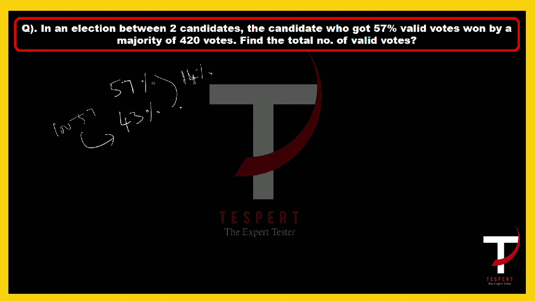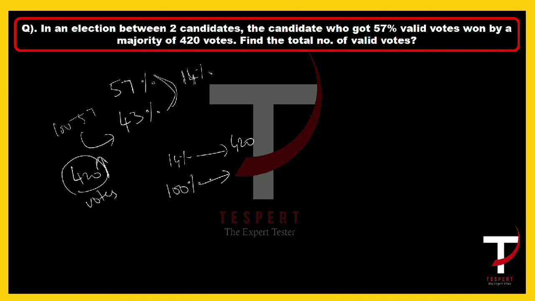What is given in the question? The candidate who got 57% valid votes won by a majority of 420 votes. Won by a majority of 420 votes means he got 420 extra votes more than the loser. So 420 is the votes difference between the winner and loser. Here, the percentage difference is 57 minus 43, 14%. So 14% is 420 votes. How much is 100%? Why 100%? We are asked to find out the total number of votes. So 14% is 420. What is 100%?